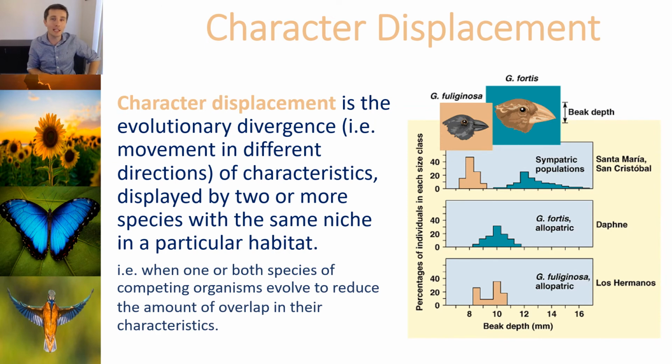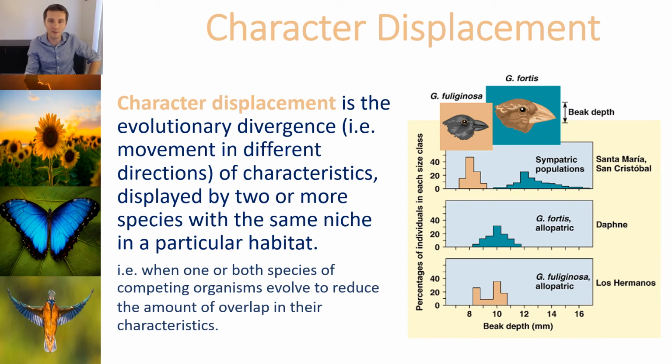The other type of idea that can happen is character displacement, and this is what we call the evolutionary divergence, i.e. the movement in different directions. When we diverge, we go in different directions of characteristics displayed by two or more species with the same niche in a particular habitat. So when one or both species of competing organisms evolve to reduce the amount of overlap in their characteristic. So let's have a look at these birds in Santa Maria and San Cristobal.